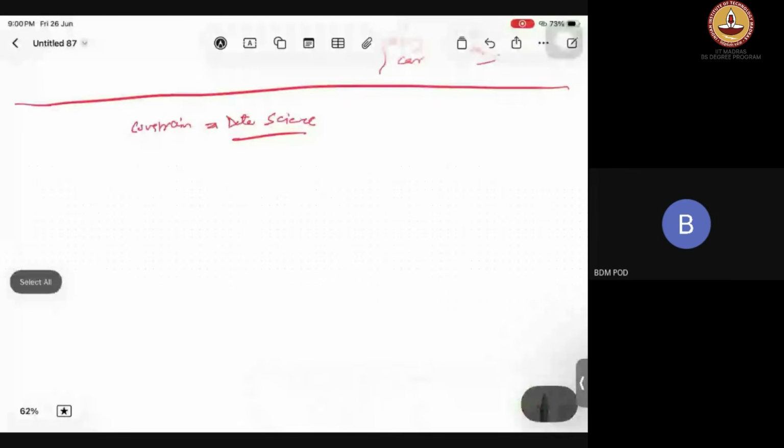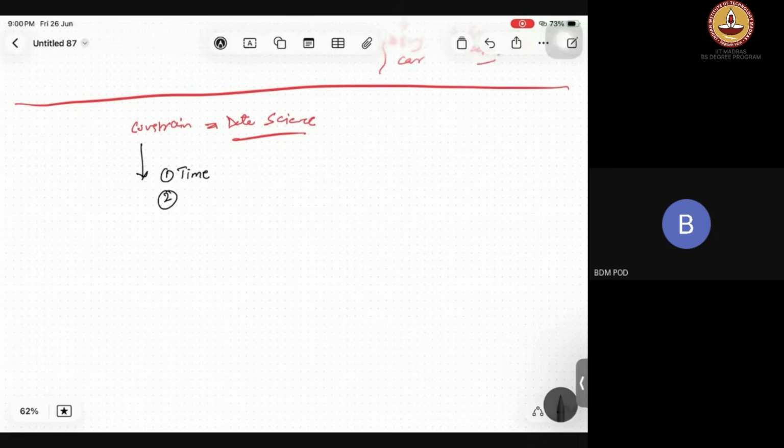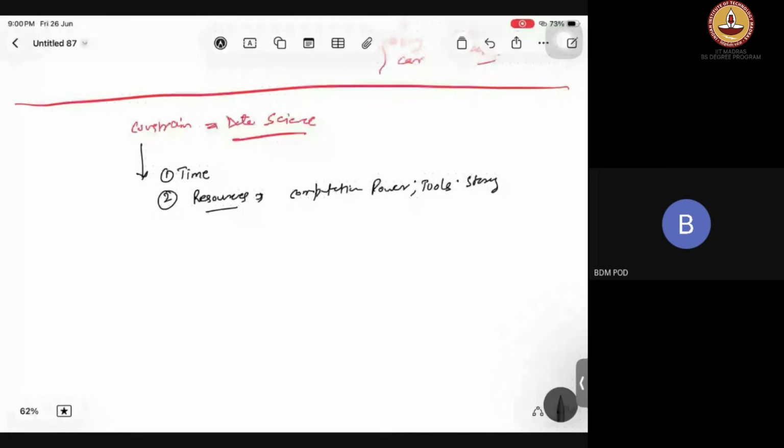So as a data scientist, you have constraints. The first is your time. The second constraint is resources, in terms of computational power, tools, and storage. And third is your data. These are the constraints we usually witness on a broader scale for a data scientist.